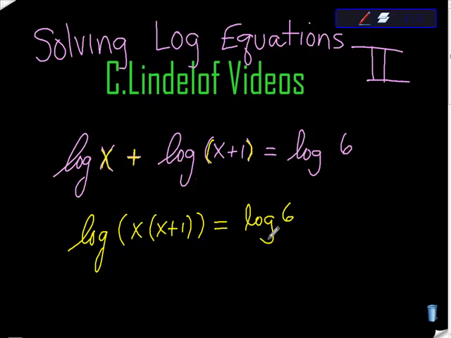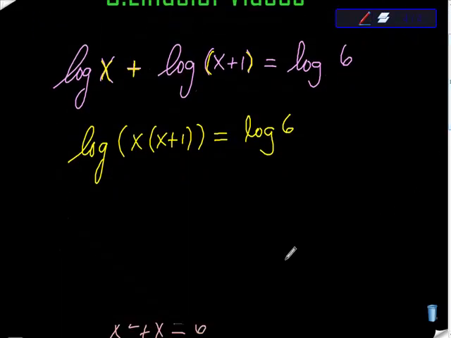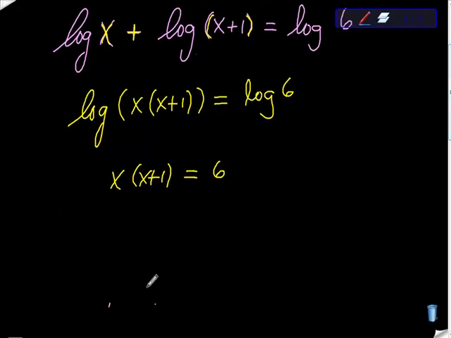And because I just have one log on this side and one log on this side, nothing attached to the outside of them, and the bases match, I can drop the logarithms. It's just the equality properties of algebra. So what I really have is x times x plus 1 is equal to 6, and then I have to start solving that algebraically. If I expand this, I get x squared plus x equals 6.